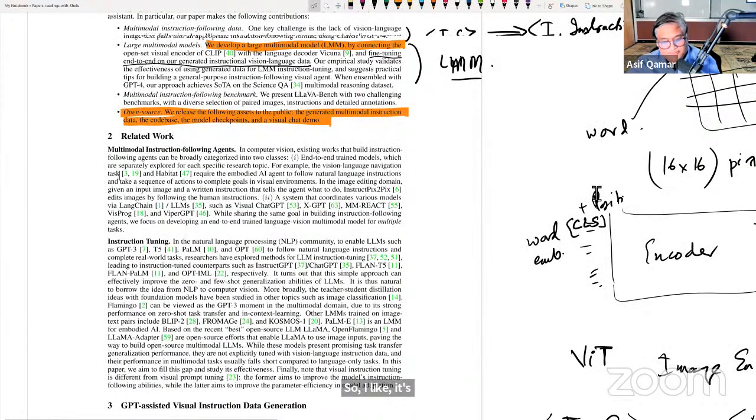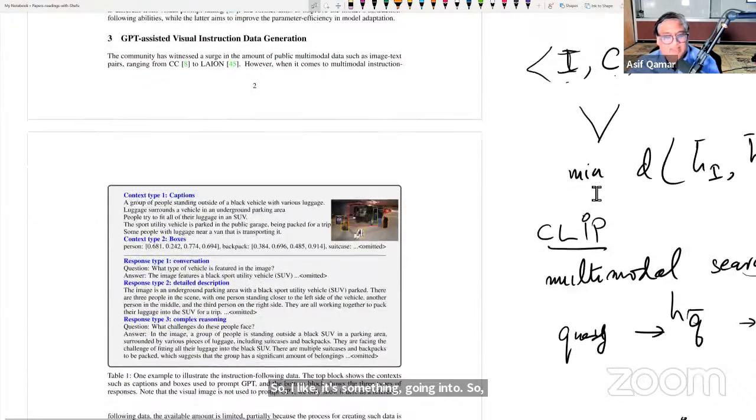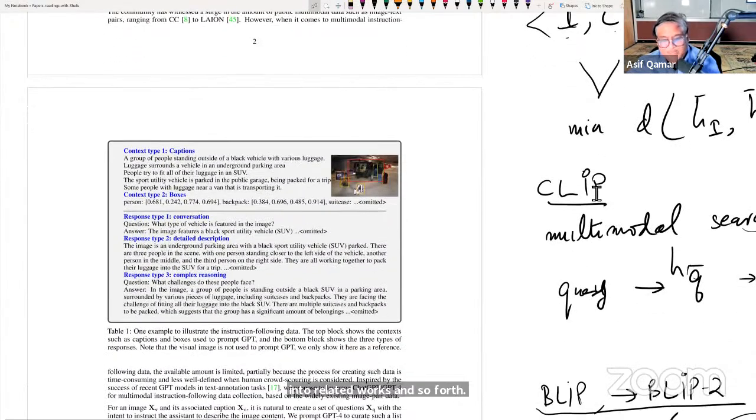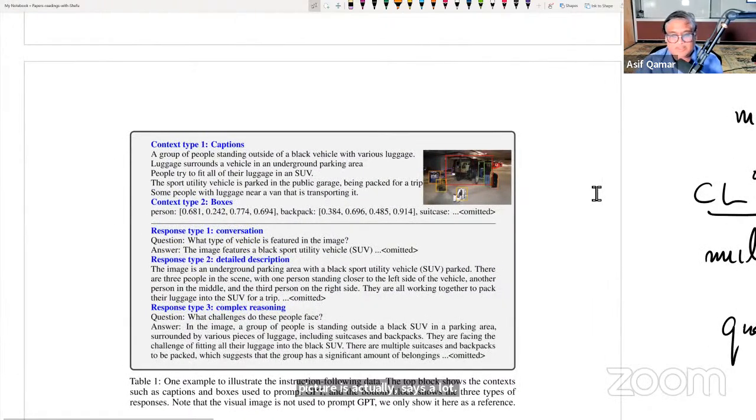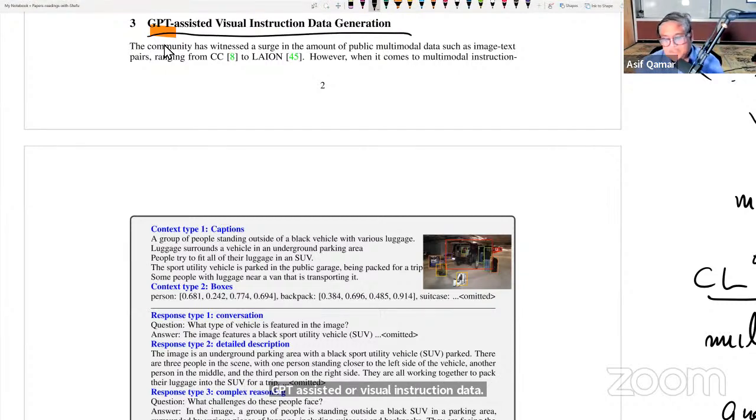So I won't go into related works and so forth. So let's think, what is it that they're doing? And this picture actually says a lot. So I'll blow it up and go over this a little slowly. It says GPT-assisted visual instruction data. So the first part, remember, was just the data generation, right? So how do they generate the data?